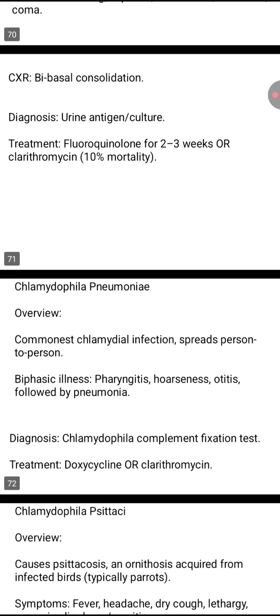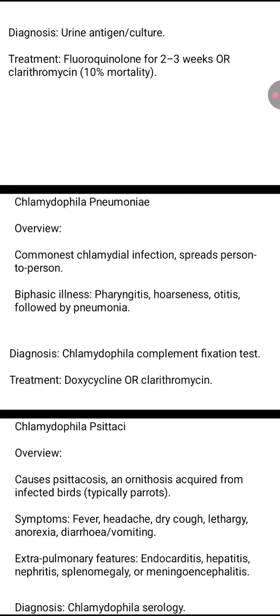Chlamydophila pneumoniae. Overview: the commonest chlamydia infection, spread from person to person. It is a biphasic illness, with pharyngitis, hoarseness, otitis followed by pneumonia. Diagnosis is chlamydophila complement fixation test. Treatment is doxycycline or clarithromycin.